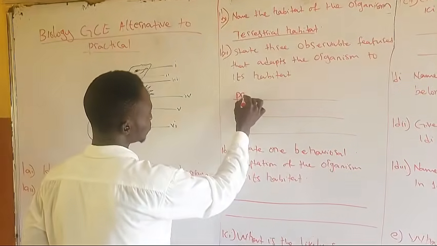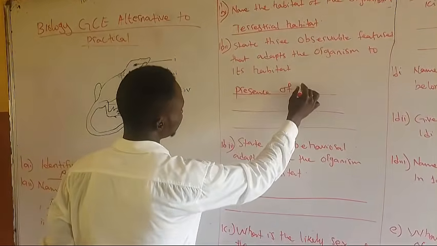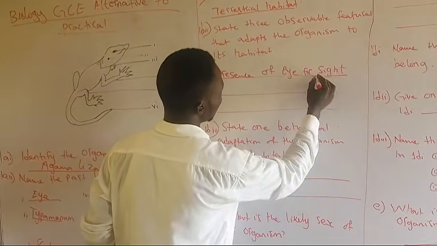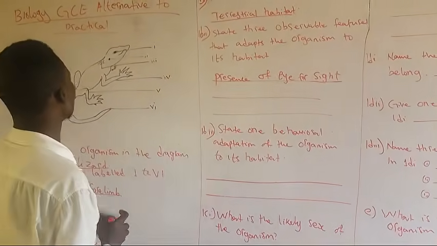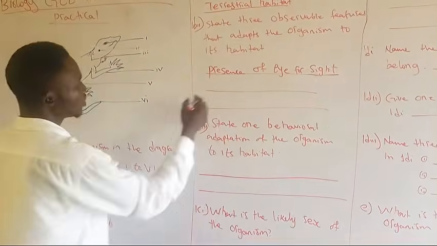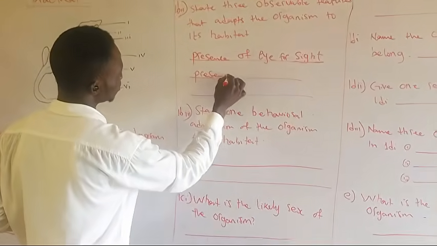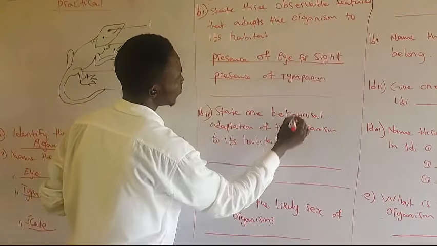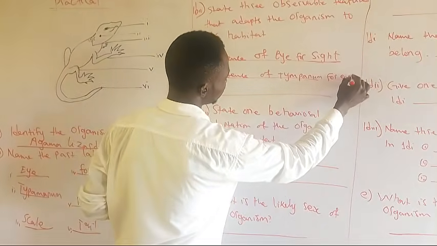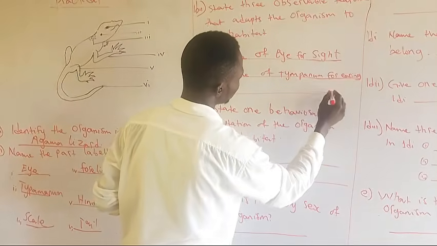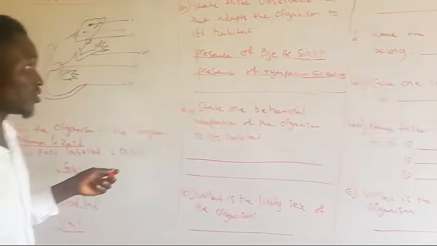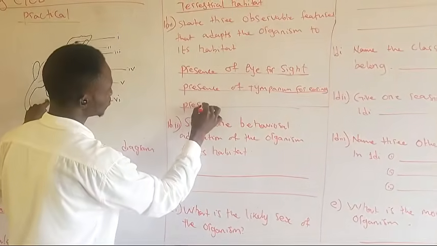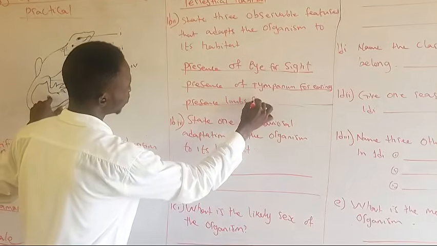Presence of eye for sight. The next one is presence of tympanium for hearing, or to detect sound. Anyone would like to put for hearing or to detect sound. The next one is presence of limbs for walking.